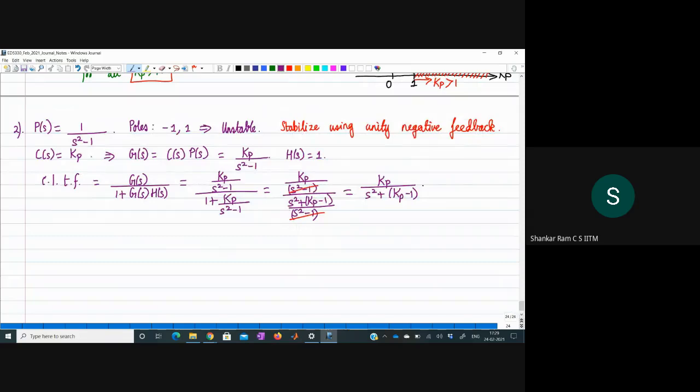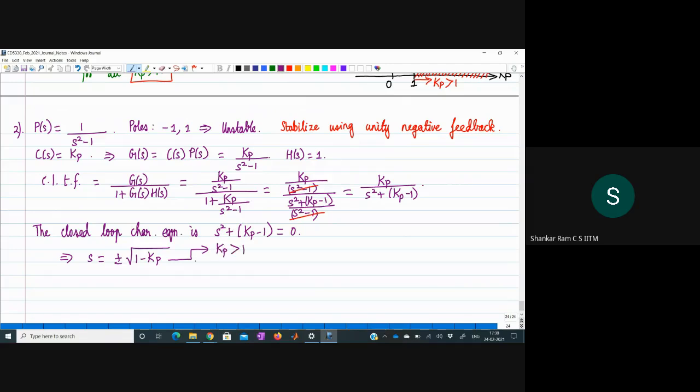Alright, so that's what we'll have. Consequently, the closed loop characteristic equation is going to be s squared plus Kp minus 1 equals 0. So what would we have for the closed loop poles? We'll have closed loop poles at plus or minus the square root of 1 minus Kp. Okay, so now looking at this, we can have three cases, three scenarios, right?